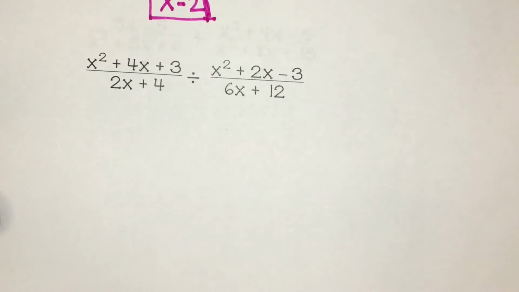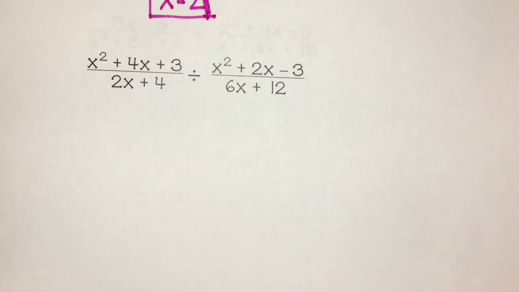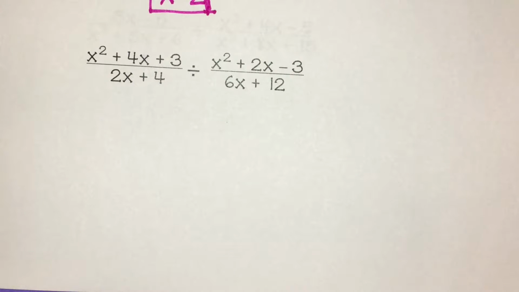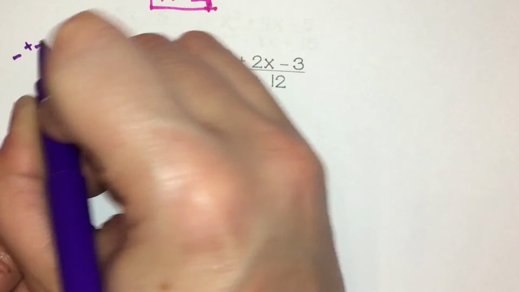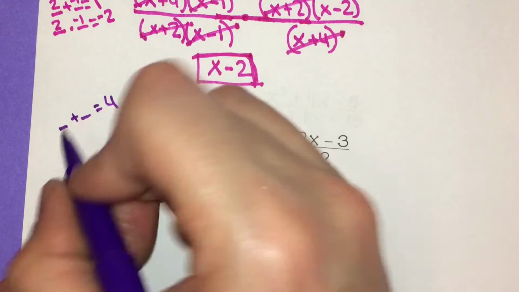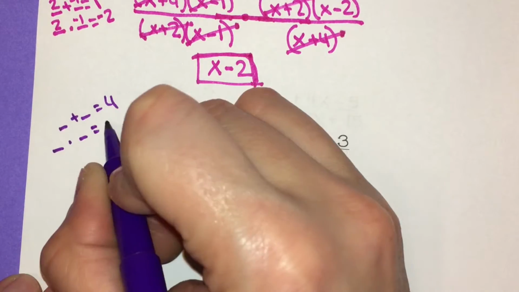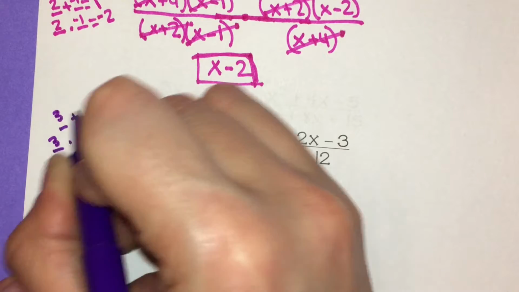All right, let's try one more together. All right, division. Okay, so this one's not that complicated. I'm just going to start by factoring first because it's easier to just break it down. So, figure out what I have to add together to equal 4, multiply together to equal 3. This is 3 and 1.